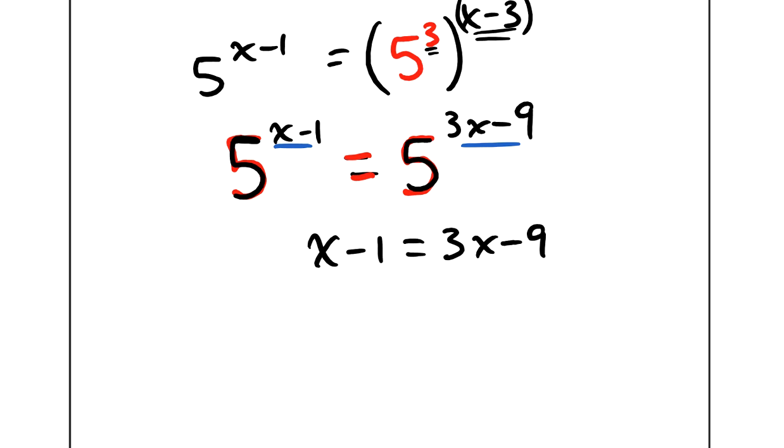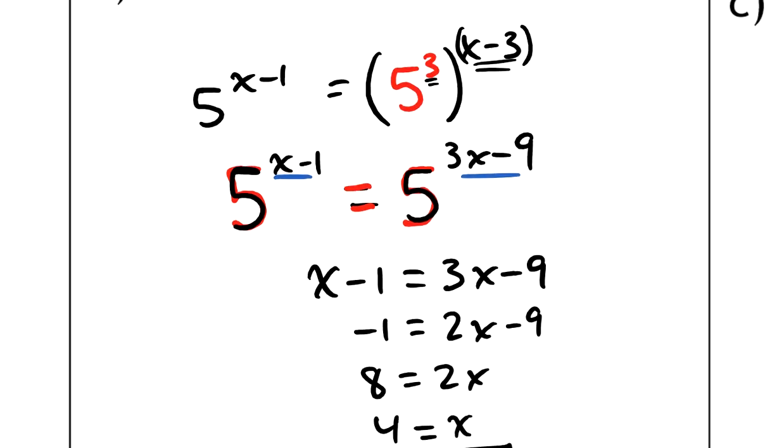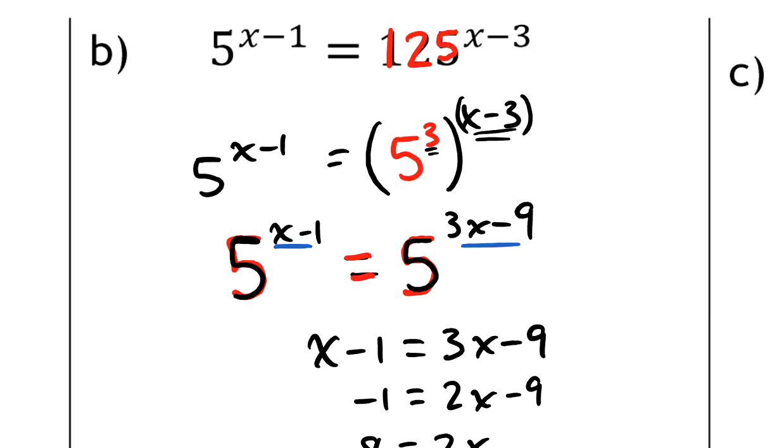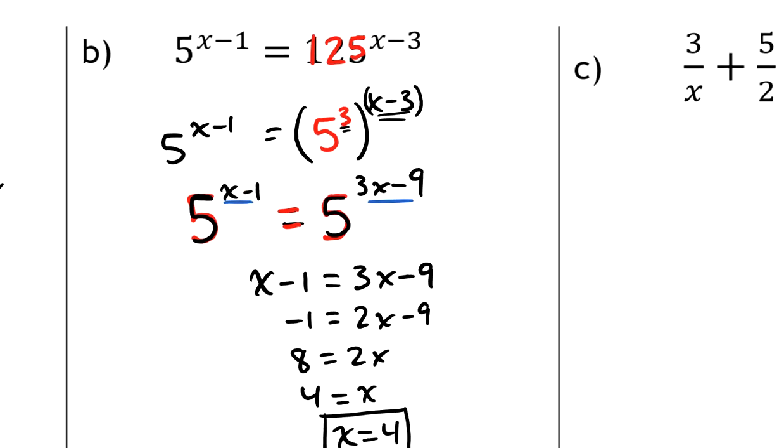To solve that, I'm going to take away an x from both sides and add 9 to both sides. So I get 8 is 2x, and when I divide both sides by 2, I can see that x must be the number 4. So when x is 4, it will be the case that 5 raised to the x minus 1 power is the same thing as 125 raised to the x minus 3 power. And again, that's something you can definitely grab your calculator and verify.